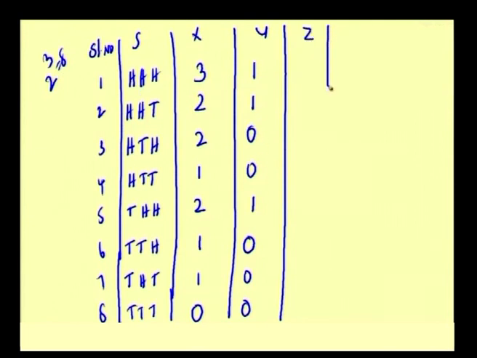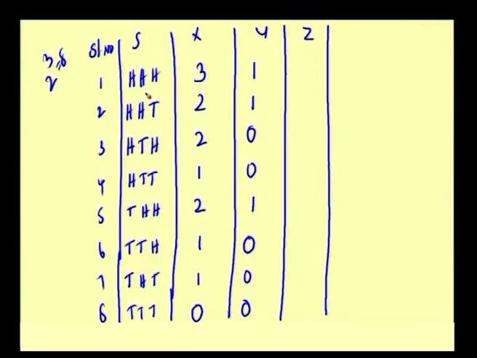What does Z stand for? Z stands for length of head runs. Length of head runs is when the heads occur together, how many heads are there. So here the head run is HHH, number of heads occurring together is 3.